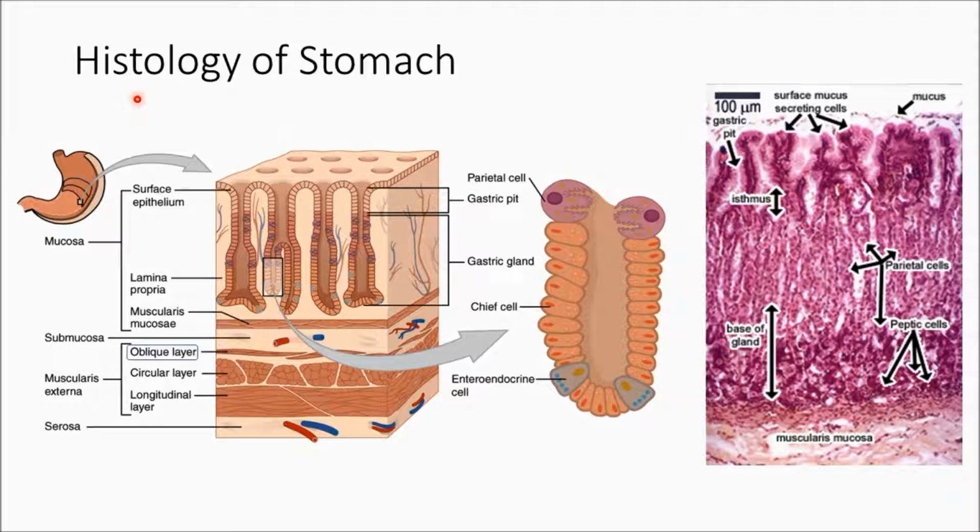Now we are going to look at the histology of the stomach. The stomach walls are modified for its specific function. As we can see in the muscularis externa, apart from the circular layer and the longitudinal layer, which are also available in other parts of the alimentary canal, in the stomach there is also an oblique layer which will help the stomach to mix and crunch the food, physically breaking the food down into smaller fragments. On the right hand side, we can see the microscopic view of the gastric glands.